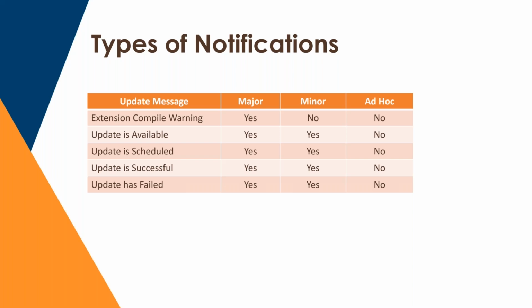You'll get a notification if the update is successful for both major and minor updates. You'll also get an update message if the update has failed for both a major and a minor update. So typically the only ones that you don't get notified by Microsoft are ad hoc updates, because they're minor hotfixes that Microsoft is pushing out, and they usually push them out faster than the notifications can get out. So the notifications change a little bit.